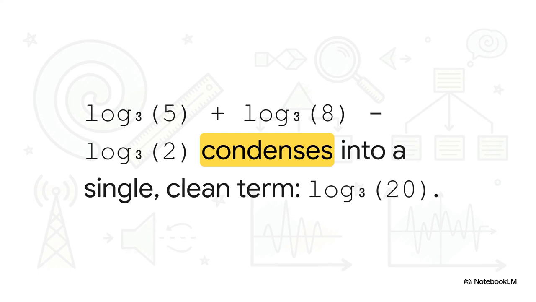We have log base 3 of 5 plus log base 3 of 8 minus log base 3 of 2. Okay, the addition combines first. That becomes log base 3 of 5 times 8, which is just log base 3 of 40. Then the subtraction kicks in. That becomes log base 3 of 40 divided by 2, which simplifies to our final answer, log base 3 of 20. And just like that, 3 logs become 1.